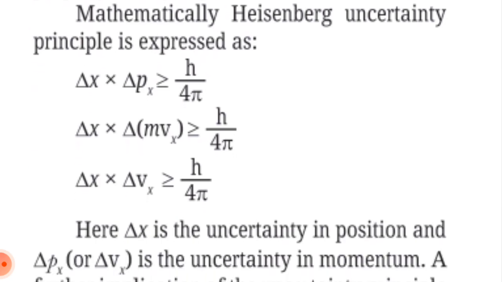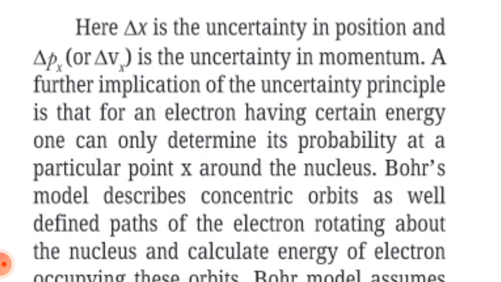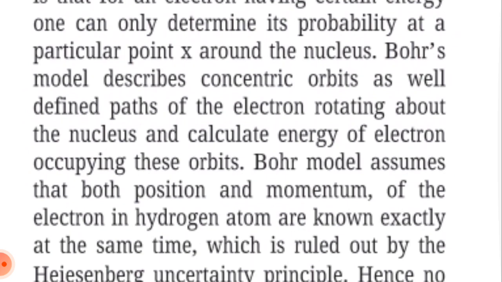Mathematically, Heisenberg's uncertainty principle is expressed as Δx multiplied by Δpx is greater than or equal to h/4π. Δx multiplied by Δvx is greater than or equal to h/4π. Here Δx is the uncertainty in position and Δpx or Δvx is the uncertainty in momentum. A further implication of the uncertainty principle is that for an electron having a certain energy, one can only determine its probability at a particular point x around the nucleus.